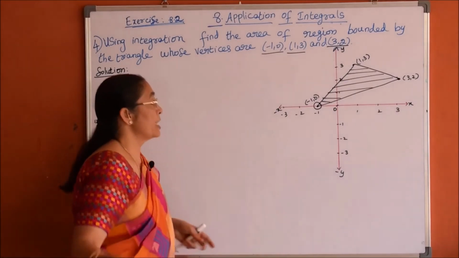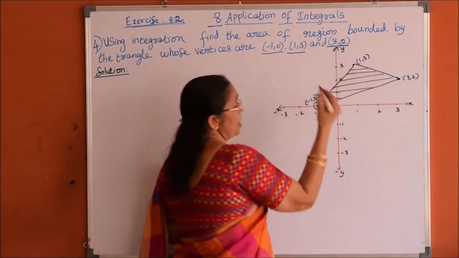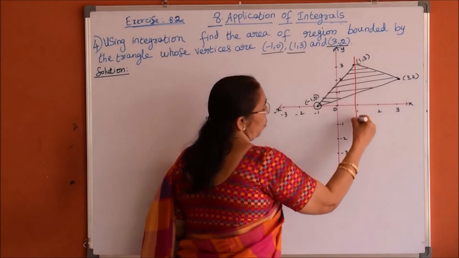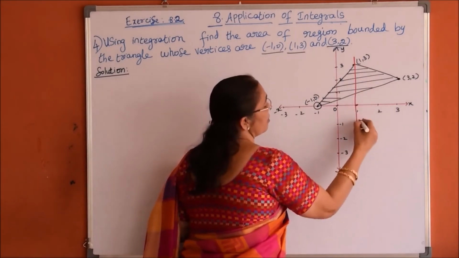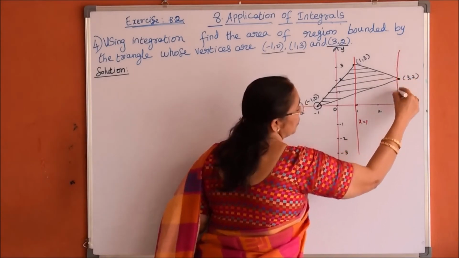First, let us find, first this point, let me join. This is 1, this is the line nothing but x is equal to 1 and this is the line x is equal to 3.